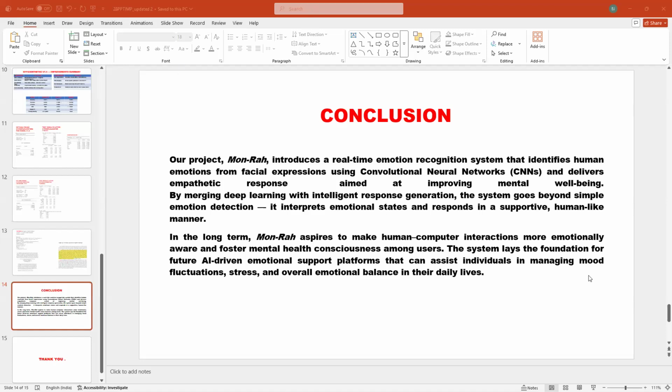After the conclusion, you can keep one slide for future work and also one slide for references. Not all the references, only the major ones you can keep. Then a thank you slide, right? And do you have the demo ready now? Yes, that we will show. Just quickly, don't take more than 1 or 2 minutes.